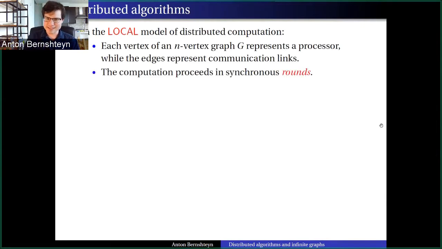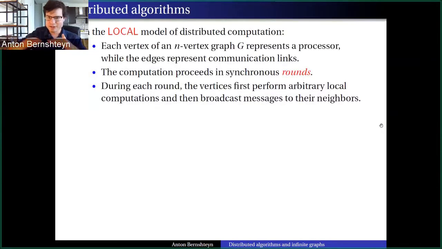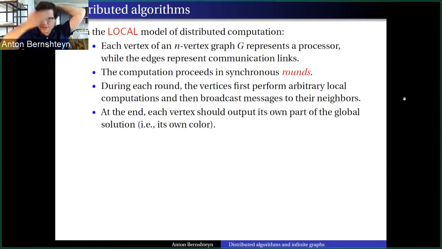The computation proceeds in rounds, and during each round, the vertices first perform arbitrary local computations. There are no complexity restrictions on these local computations. We imagine that each vertex has access to unlimited computational power. And then they simultaneously broadcast messages to their neighbors. So every vertex in the graph simultaneously sends messages to all of its neighbors. At the end, after some number of rounds, each vertex must output its own part of the global solution to whatever problem they're trying to solve. In other words, its own color. Or if we're talking about edge colorings, then it has to decide the colors of the edges, or something else.